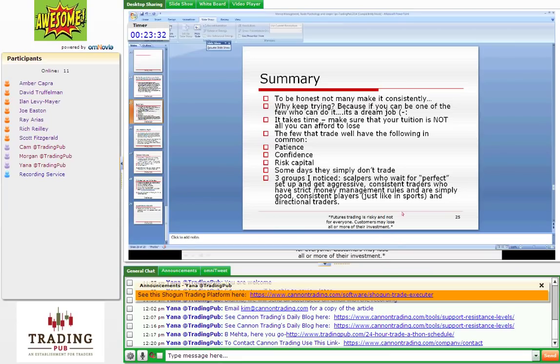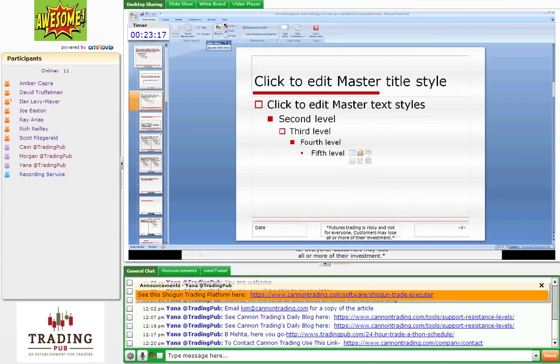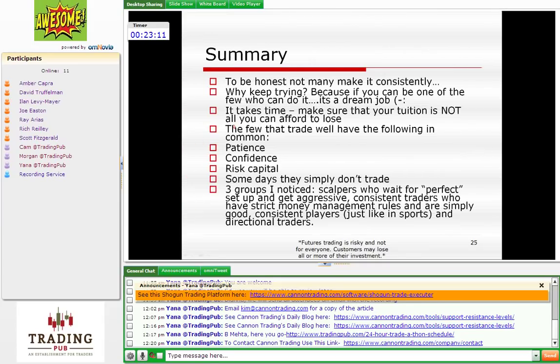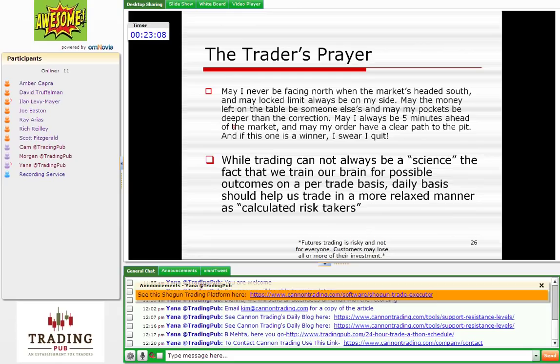Okay. The next slide, I think, is funny. I think it's appropriate. It's suitable for the topic of trading. And it's the Trader's Prayer. When I started working as a commodity broker, I came into the office. It was 1998. Electronic trading had barely started. And there's a big poster that is framed and still hanging on our wall. It's called the Trader's Prayer. And it's so funny, it's so true, and always makes me smile.